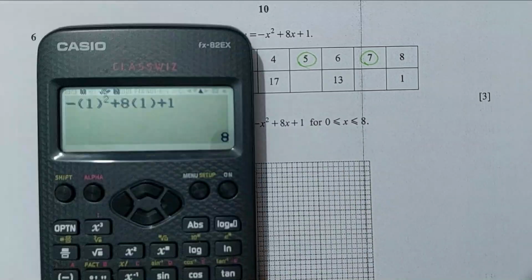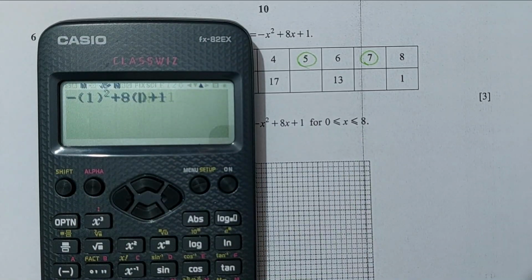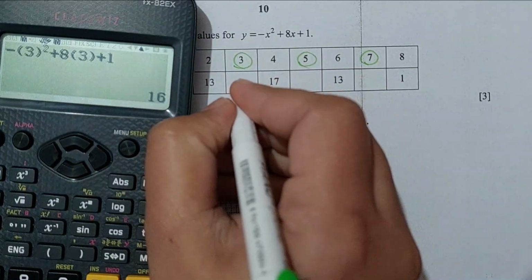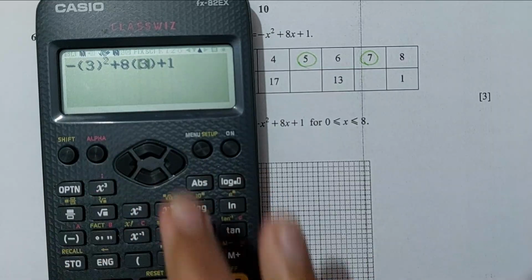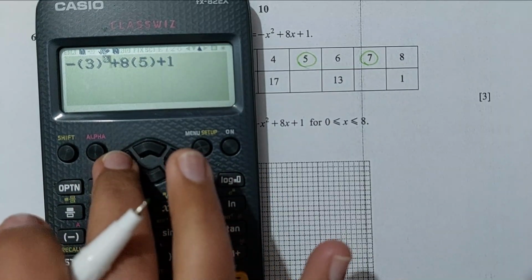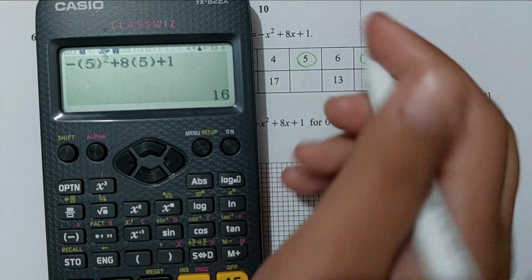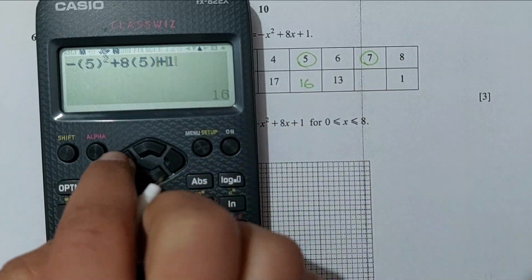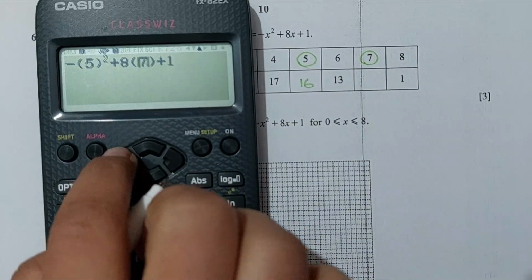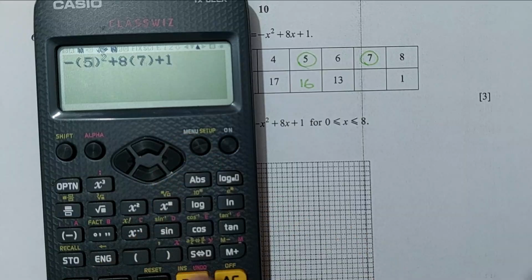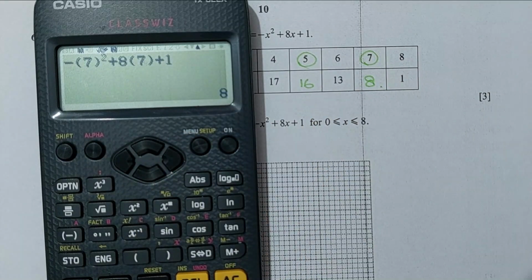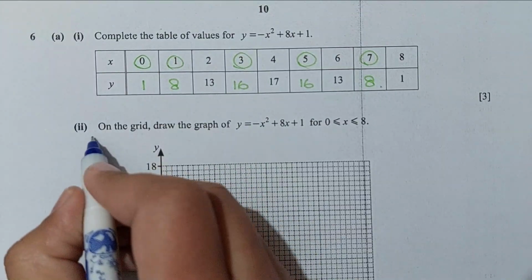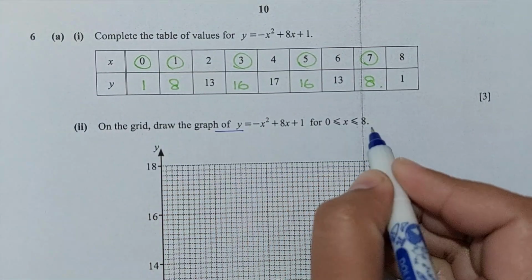Let me check at 3. For 3, we get 16. Let me check at 5. For 5, again 16. Check at 7, it is 8. Okay. Now for the second part, on the grid, draw the graph from 0 to 8.